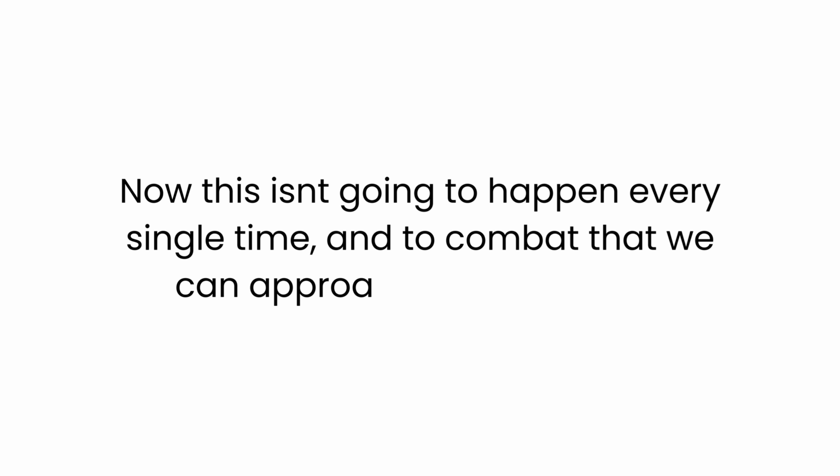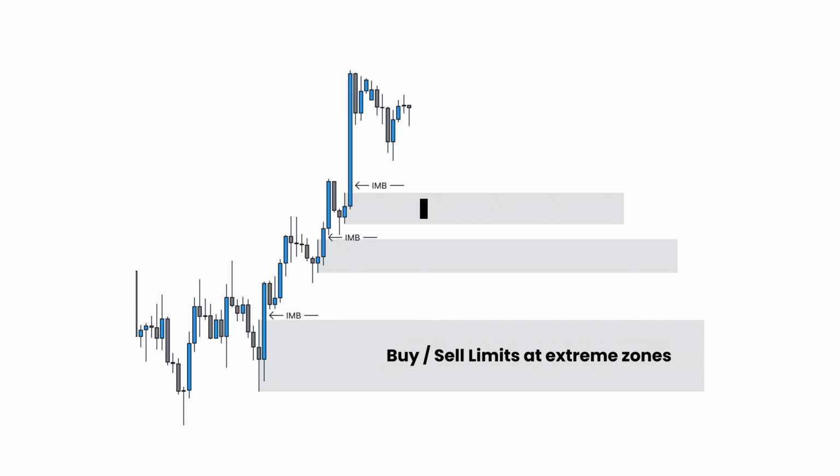In situations with multiple imbalanced zones, it's very likely and very possible the market is going to come and trade into the low zone, because we still have imbalance and inefficiency to fill. Now, this isn't going to happen every single time, and to combat that, we can approach from 2 angles. Buy or sell limits at the extreme zones, and a focus on confirmation entries at any other zones in the move.